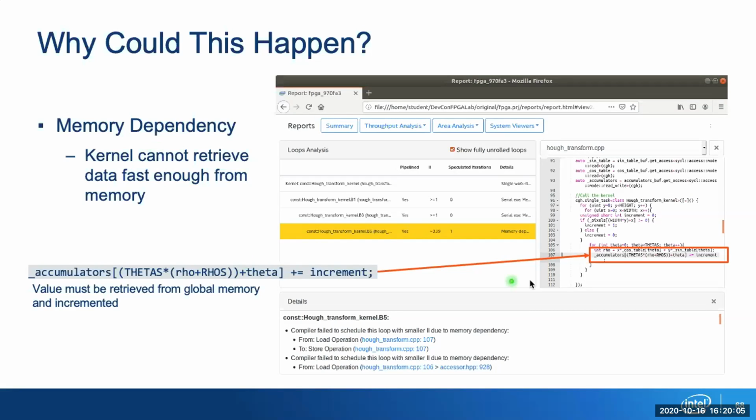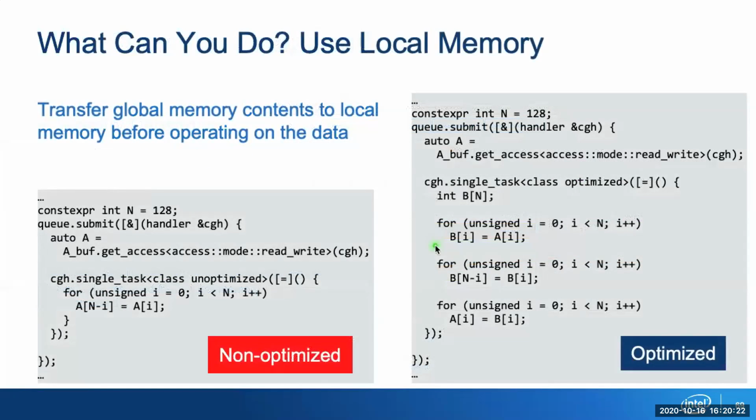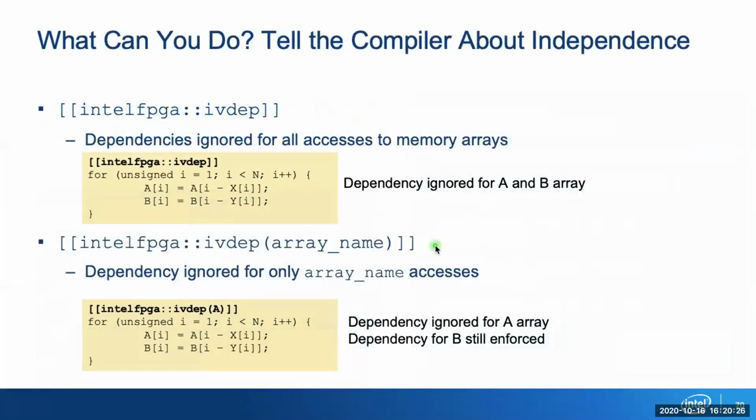For instance, this accumulators array is retrieved from global memory, and this means many cycles to access it. We can see how to do these optimizations later. We can ignore vector dependencies, showing the compiler that I know what I'm doing here.